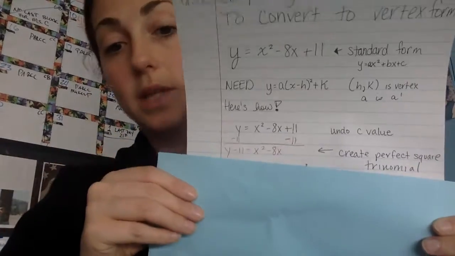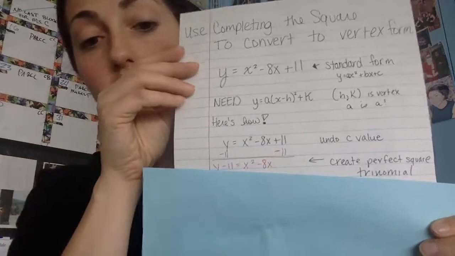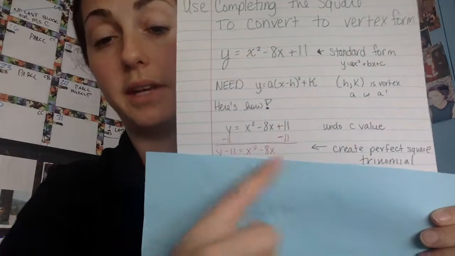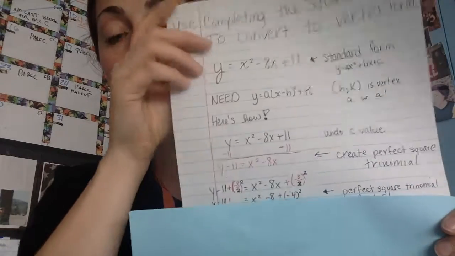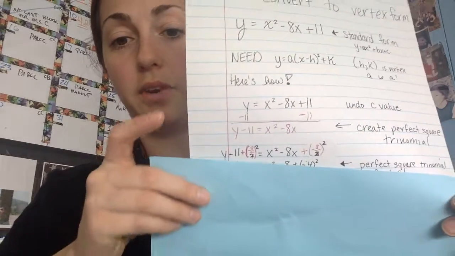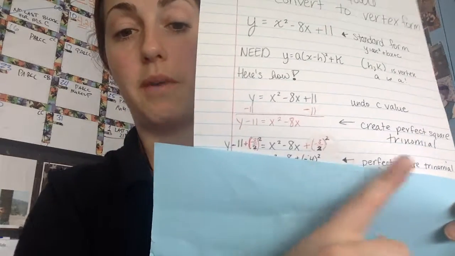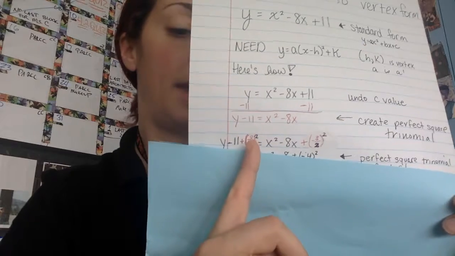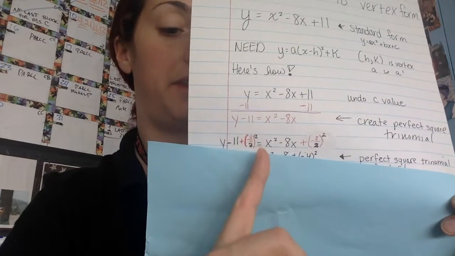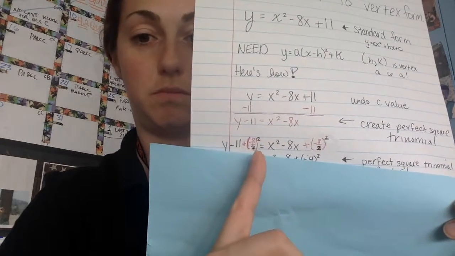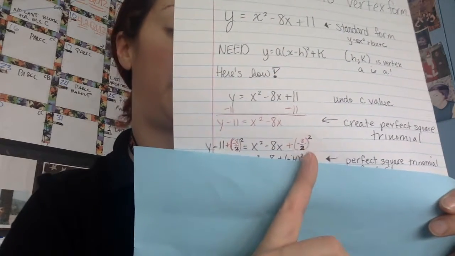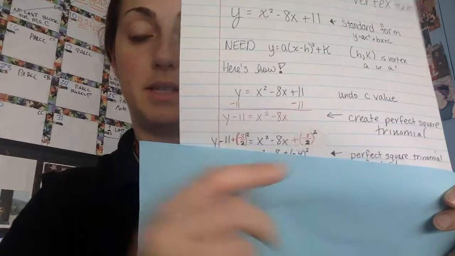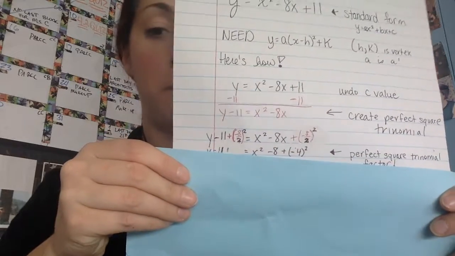So I have to think, what's half of 8? And then, I'm sorry, not half of 8, but half of negative 8, and then square that number. And I've got to add it to both sides. So I gave you all the answers. Don't look. Okay. So I've got y minus 11, and then I'm adding negative 8 over 2 squared, which is negative 4 squared. On the other side, same thing. I'm adding negative 8 over 2 squared, and that same thing is negative 4 squared.